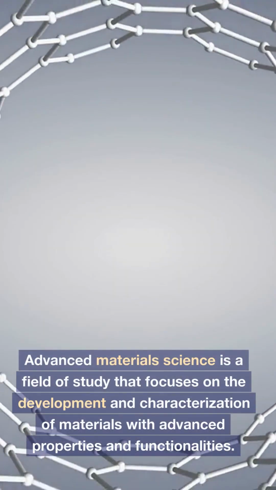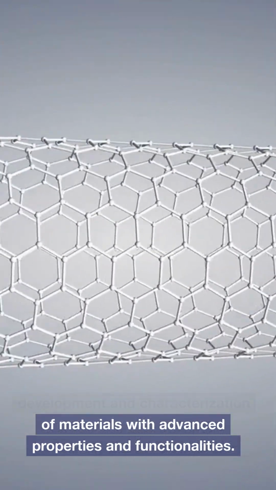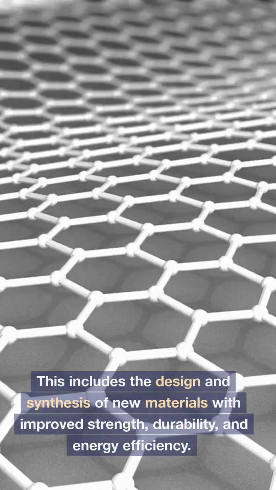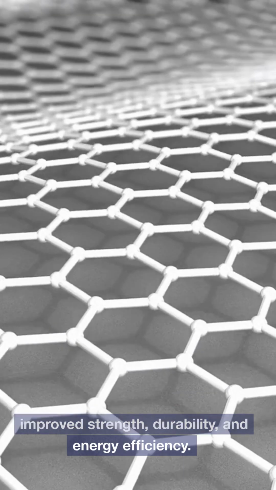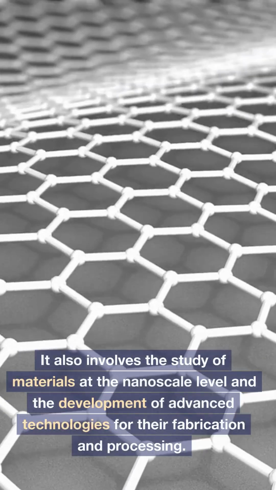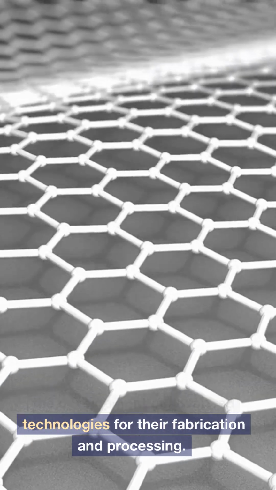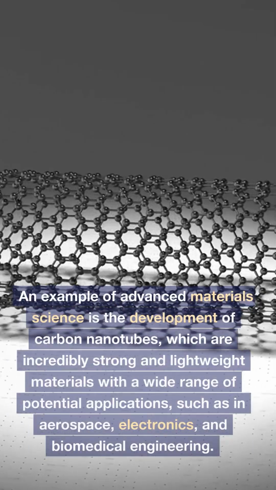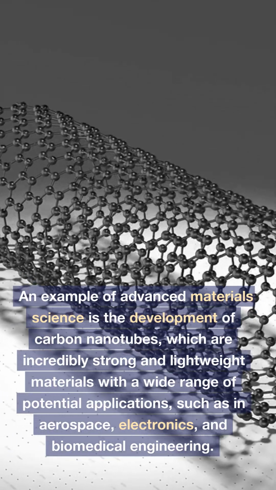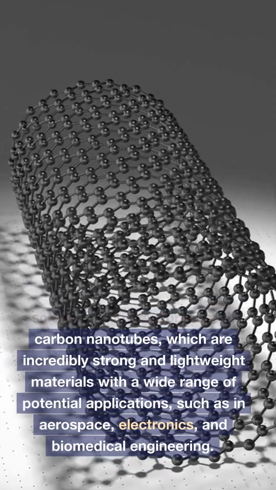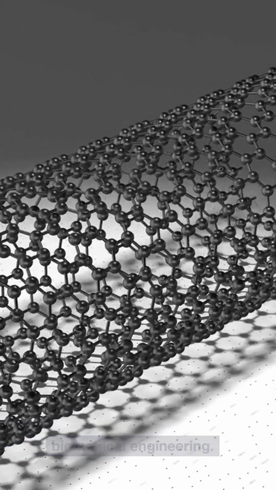Advanced materials science is a field of study that focuses on the development and characterization of materials with advanced properties and functionalities. This includes the design and synthesis of new materials with improved strength, durability, and energy efficiency. It also involves the study of materials at the nanoscale level and the development of advanced technologies for their fabrication and processing. An example of advanced materials science is the development of carbon nanotubes, which are incredibly strong and lightweight materials with a wide range of potential applications, such as in aerospace, electronics, and biomedical engineering.